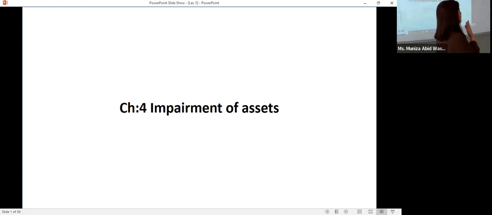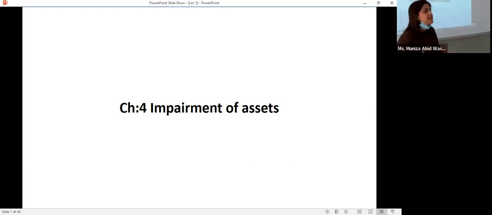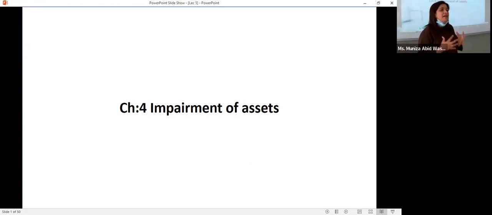So, what is an impairment? We had slightly discussed impairment. Now, today we are going to discuss it in detail. Impairment is also known as a downward revaluation, or a revaluation loss. Under IS 16, we had discussed revaluation gain. What is a revaluation gain?